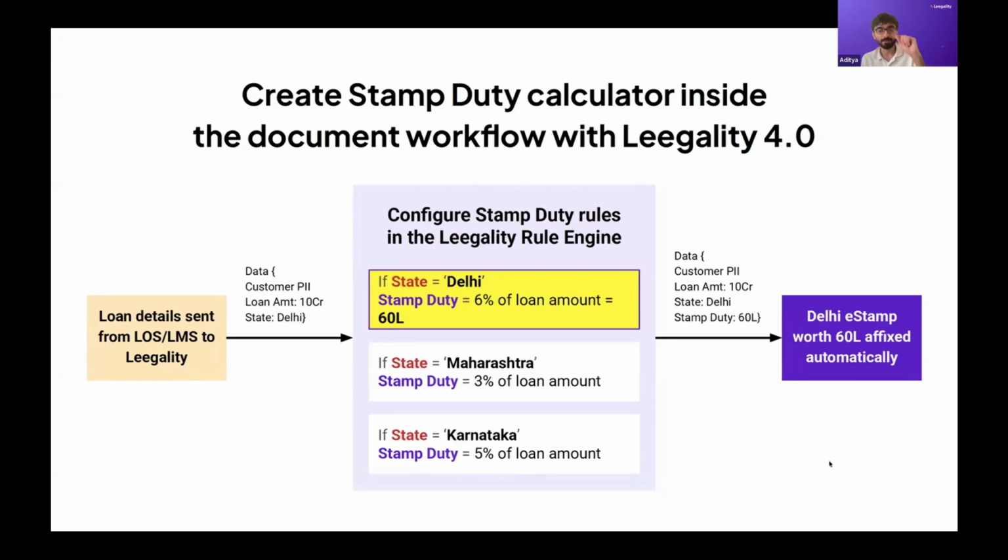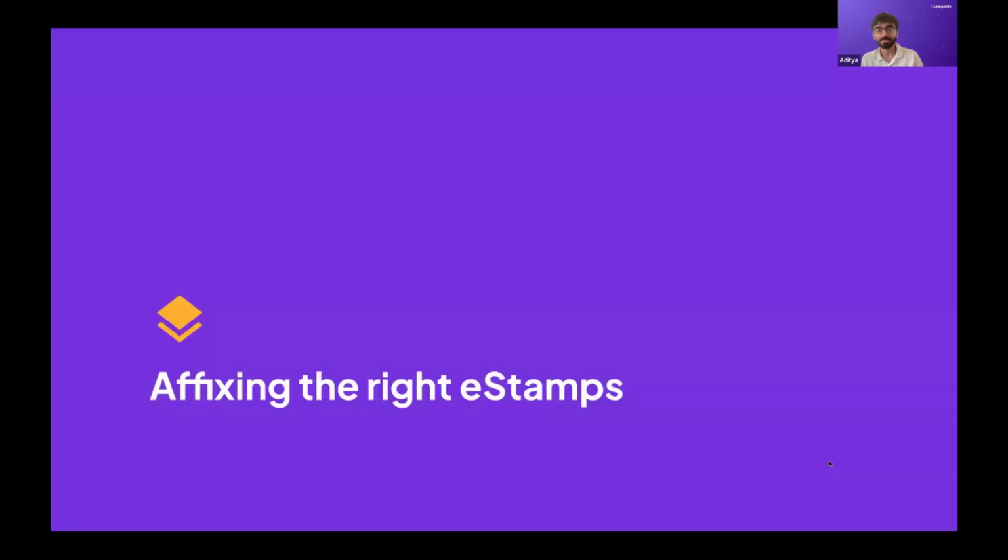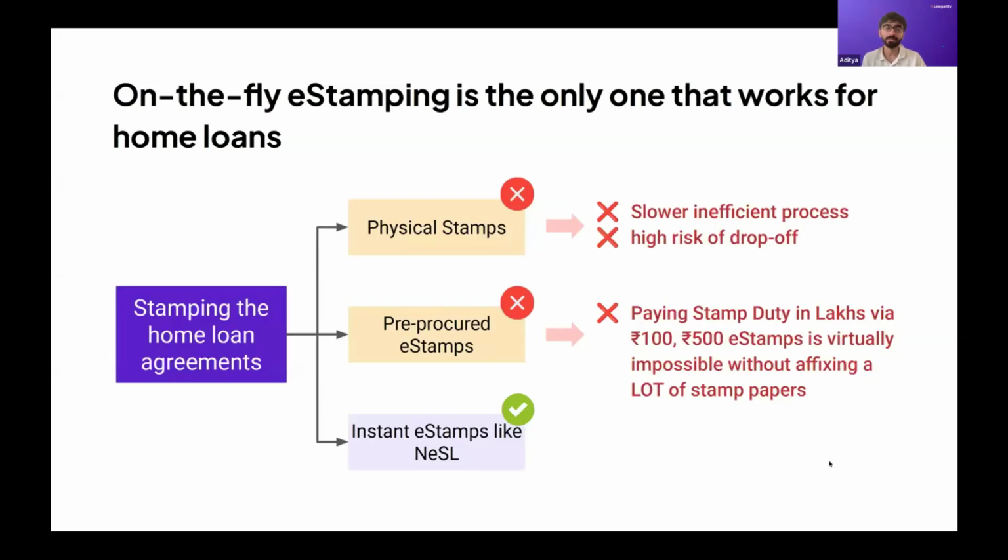But before that, I want to come to the second aspect of stamping, right? We've covered calculation. I want to talk about the second aspect of e-stamping, which is affixing the right e-stamps, right? So there are three ways to run stamping for housing loan or property loan agreements. One is physical stamping, which is expensive, annoying, and logistically intensive. I assume everyone on this webinar does not want to do physical stamping. That's why you're here on this webinar. Two is, of course, pre-procured stamps, which are stamps that are procured physically and then digitized and then made available in your inventory. This is great for low finite stamp duty payments, right? Low, very certain payments.